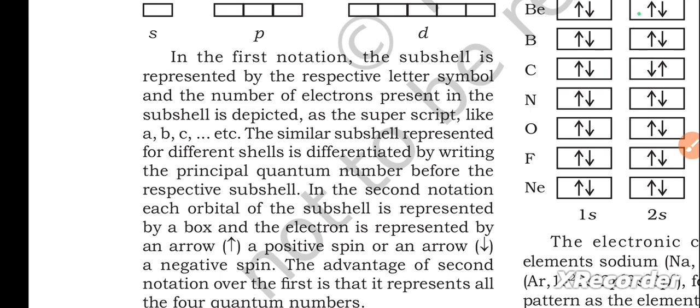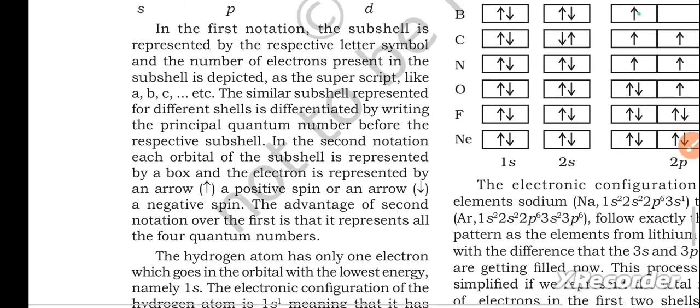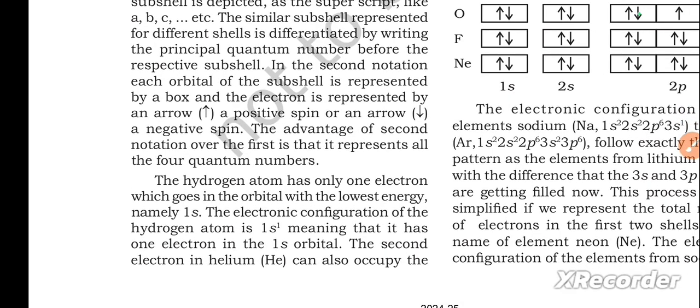In the second notation, each orbital of the subshell is represented by a box and the electron is represented by an arrow, an arrow of positive spin or an arrow of negative spin. The advantage of the second notation over the first is that it represents all the four quantum numbers.